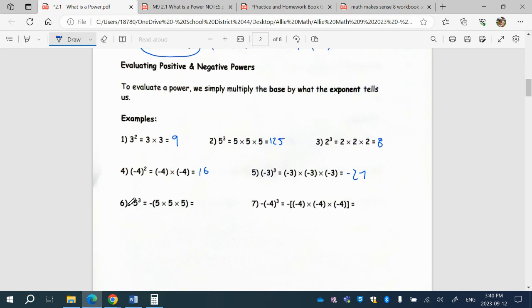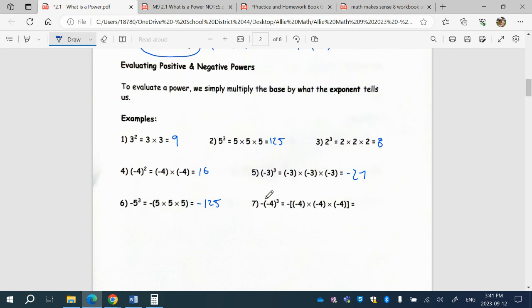And then now we have negative 5 to the power of 3, but there are no brackets. So this negative remains on the outside. So we have 5 times 5 times 5, which remember from up here is 125, but the negative goes with it. So negative 125.